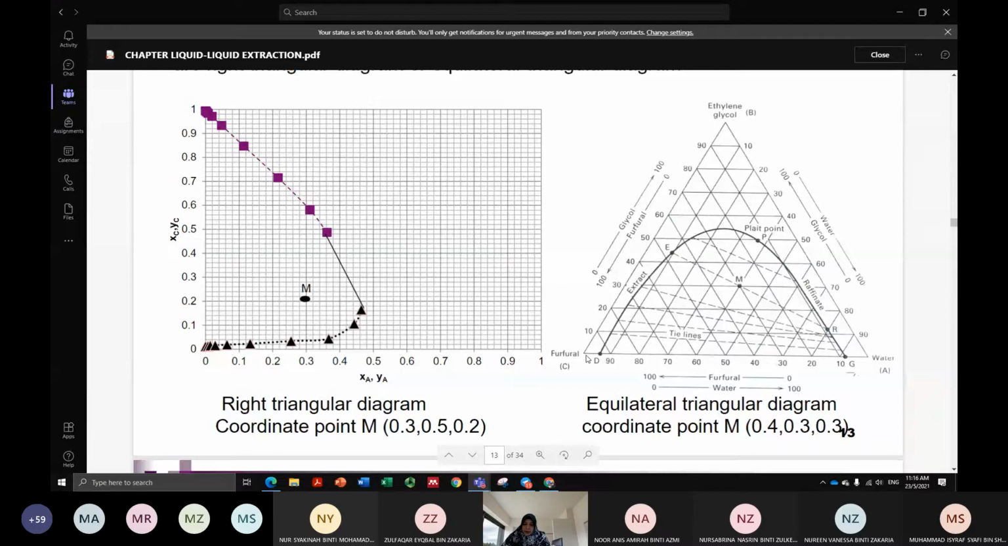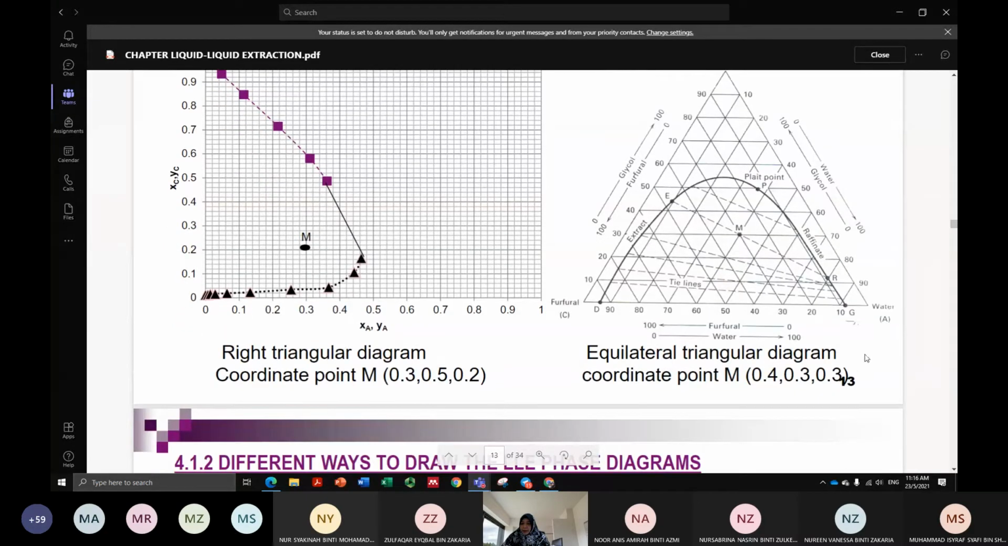So C is here 100%. You just follow this part. 0, the second base is 10, 20, and then 30. So this is the base for C equal to 30%. So your C now is 0.3. So these are the coordinates for point M.